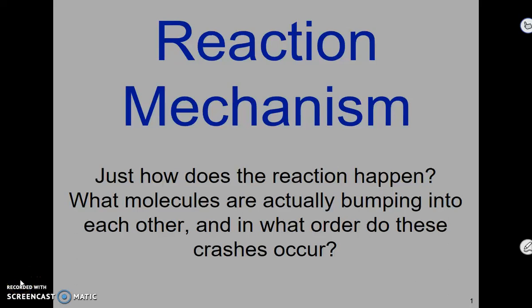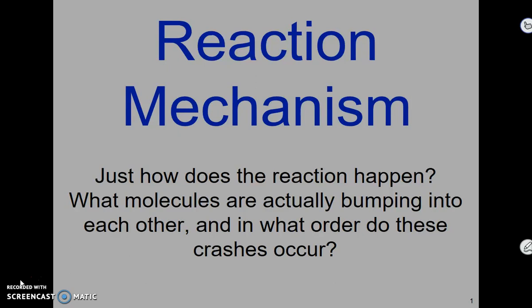Hello and welcome to the video on reaction mechanisms. In this lesson, we're going to learn how exactly a reaction happens. What molecules are actually colliding into each other, and in what order? It's actually reaction mechanisms that help determine the rate laws that we've been determining.